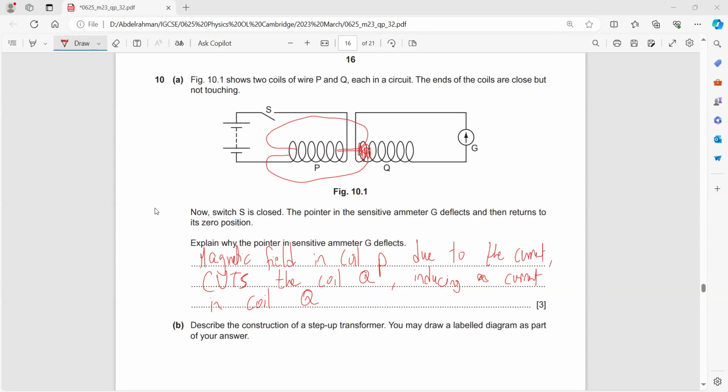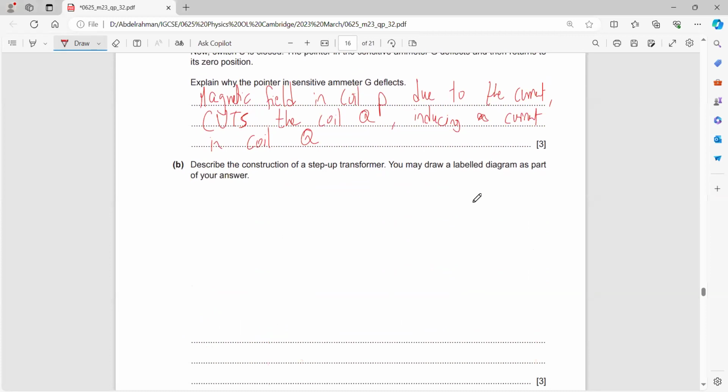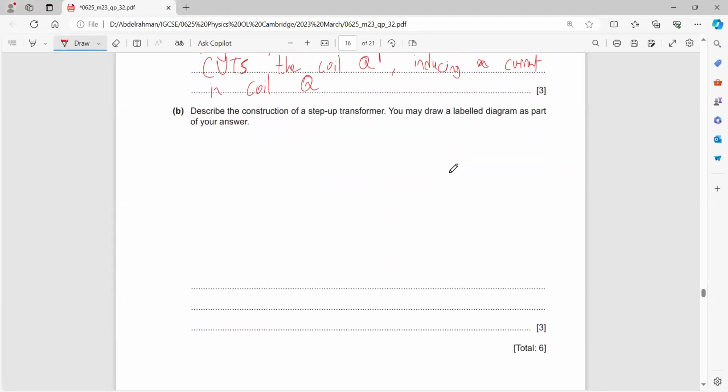Overheating due to the current. Okay. Next question. Describe the construction of a step-up transformer. Quite easy. You may draw a labeled diagram. You don't need to, but we can draw it quite easily.